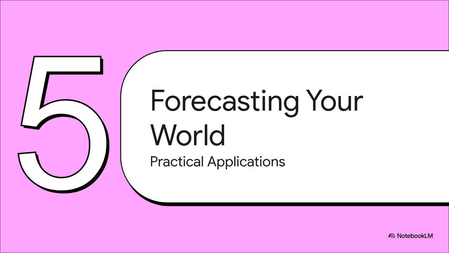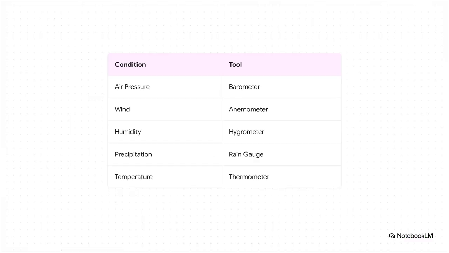And finally, section 5, forecasting your world. Now that we've totally cracked the code, let's see how this knowledge becomes a real-world superpower. So you might be wondering, where does all this information even come from? Well, it is definitely not guesswork. Meteorologists use a whole army of scientific tools to gather hard data. They use barometers for pressure, anemometers for wind, hygrometers for humidity, you name it. This constant stream of data is what powers the incredible predictive models we see as weather maps.